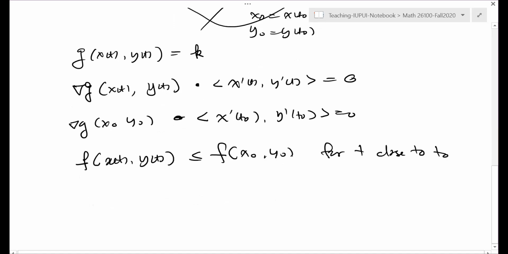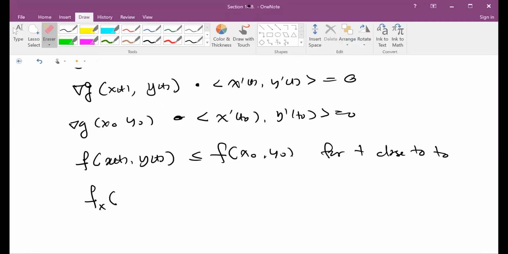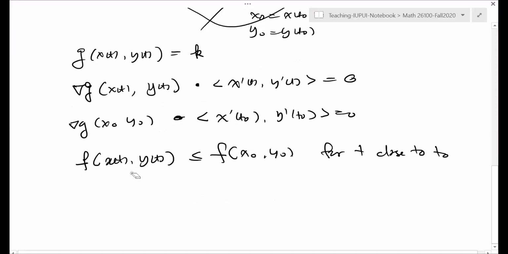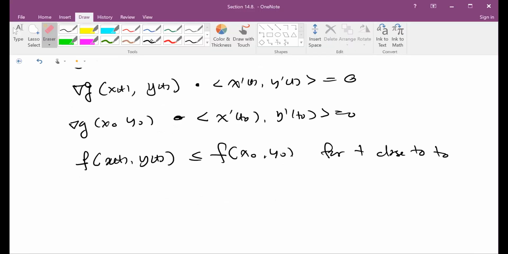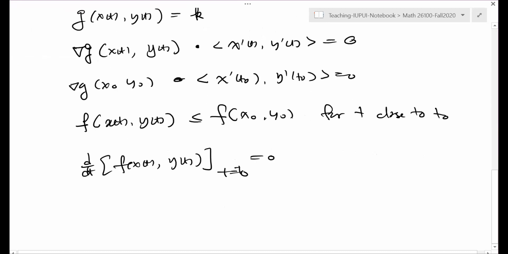So when you differentiate, the derivative should be equal to 0, so that implies the gradient, the direction of the derivative. When you differentiate with respect to t and set it to 0, let me add one more step here. The derivative of this function when t equals t naught should be equal to 0, because this has a local maximum value when t equals t naught.